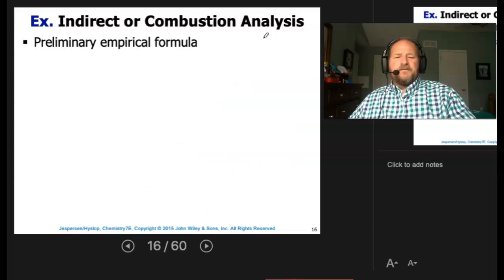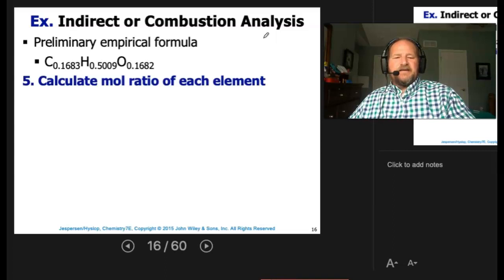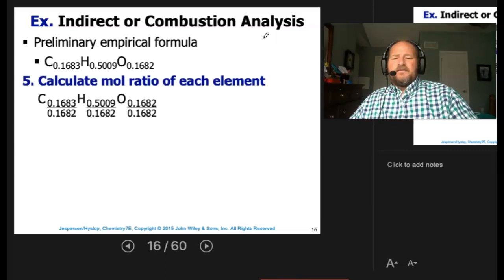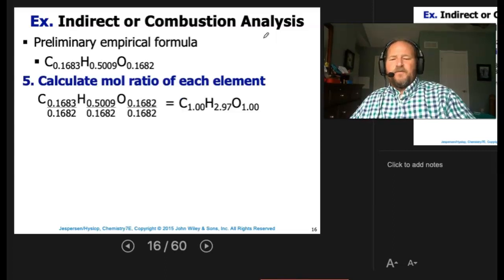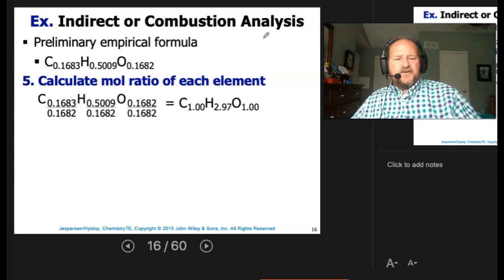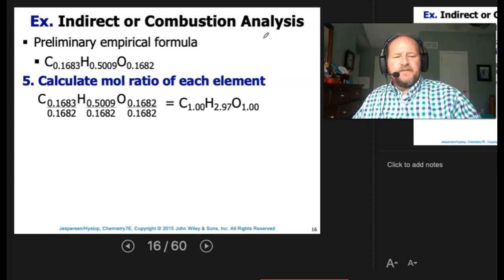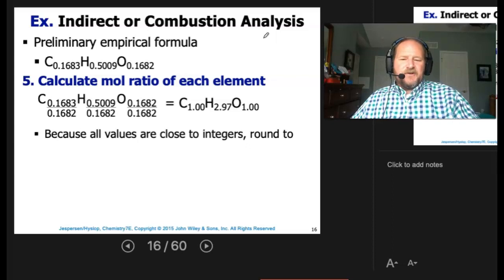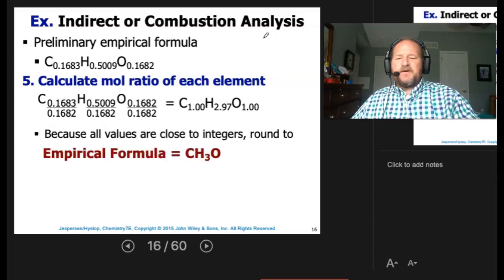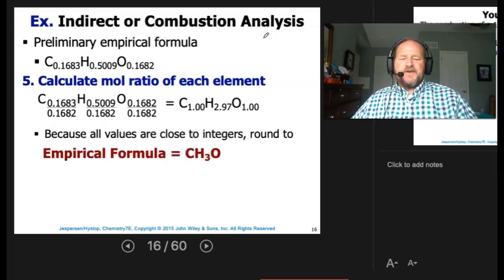All right, so for the oxygen, we're going to put that in. That's going to give us 1 carbon, 2.97 hydrogen, and 1 oxygen. Now, because all of our values are close to integers, we'll simply round. And so our empirical formula then is CH3O.